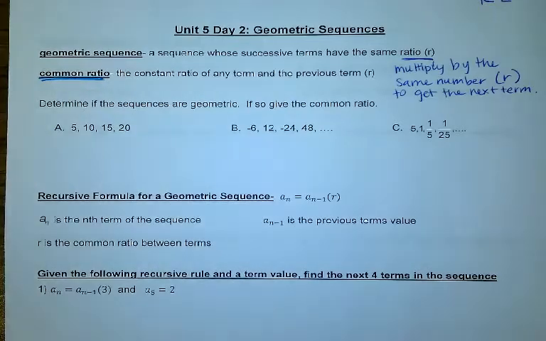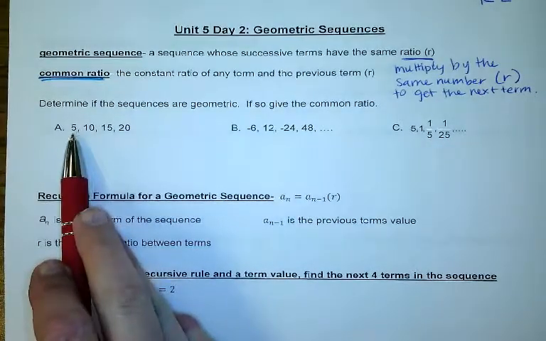And this says, determine if the sequences are geometric. If so, then we want to give the common ratio. Now we're not going to be looking at what we add or subtract, we're going to be looking at what we multiply by. Do you feel okay with that? So let's take a look at this.